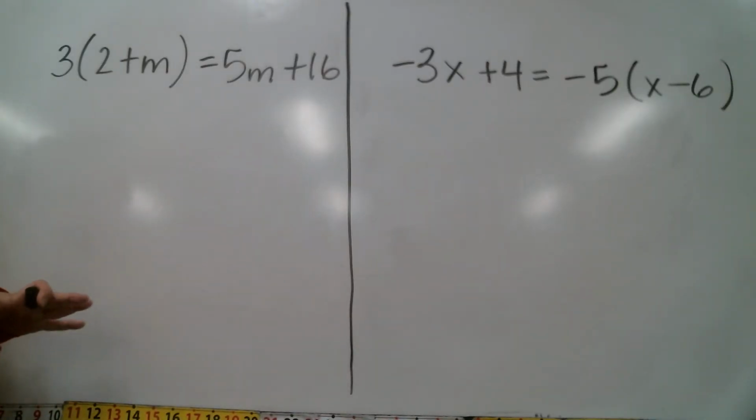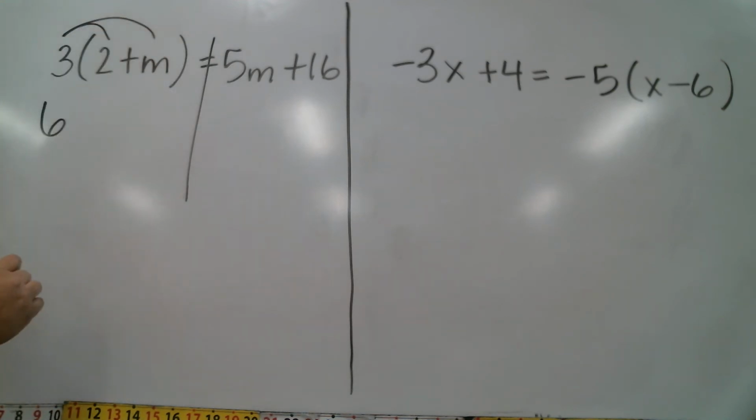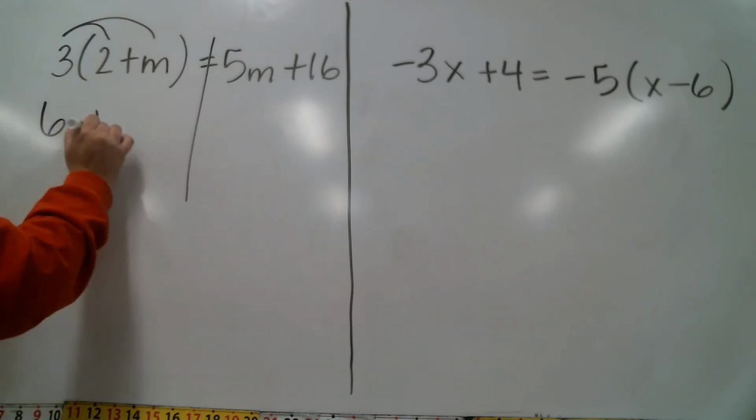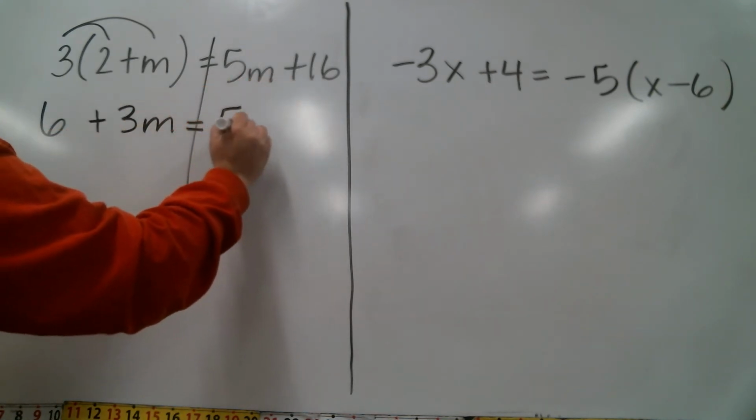Okay, go ahead and pause these and write these two down. And they're just like what we were working on. We're going to take care of distributive property first. So 3 times 2 is 6. And 3 times m is 3m. So 6 plus 3m. This side I'm just rewriting.